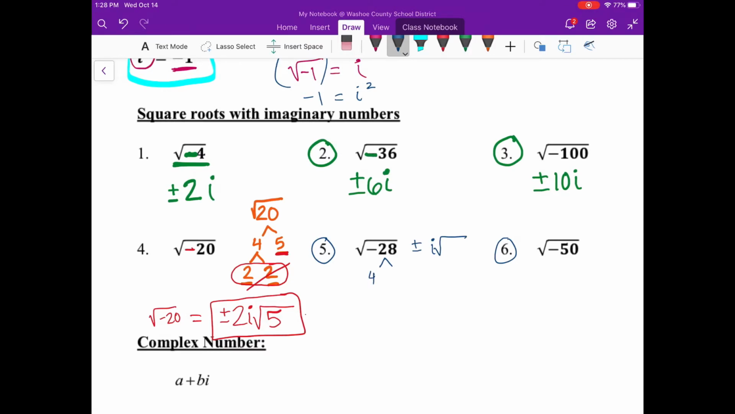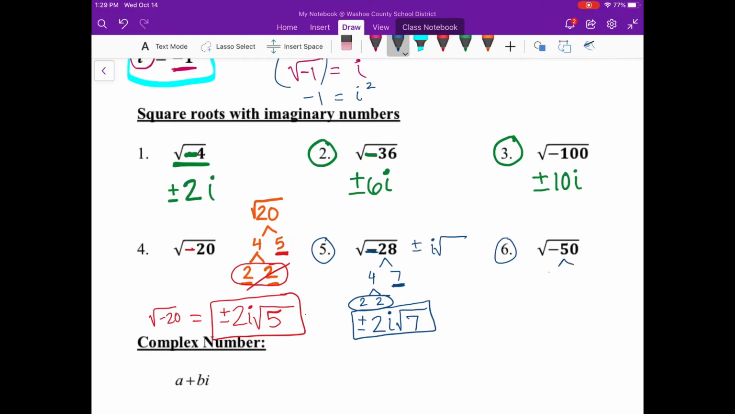Okay, so we're going to break down 28, and 28 is 4 times 7. 7 is a prime number, so we stop right there, and 4 is 2 times 2. So 2 is a partner. They get to come outside. I know that I'm going to have an i somewhere because I took the square root of a negative number, so I'm going to go ahead and add it now. Don't forget your plus or minus. And then 7 was all by itself inside, so it doesn't get to go anywhere. And that is my simplified answer there.